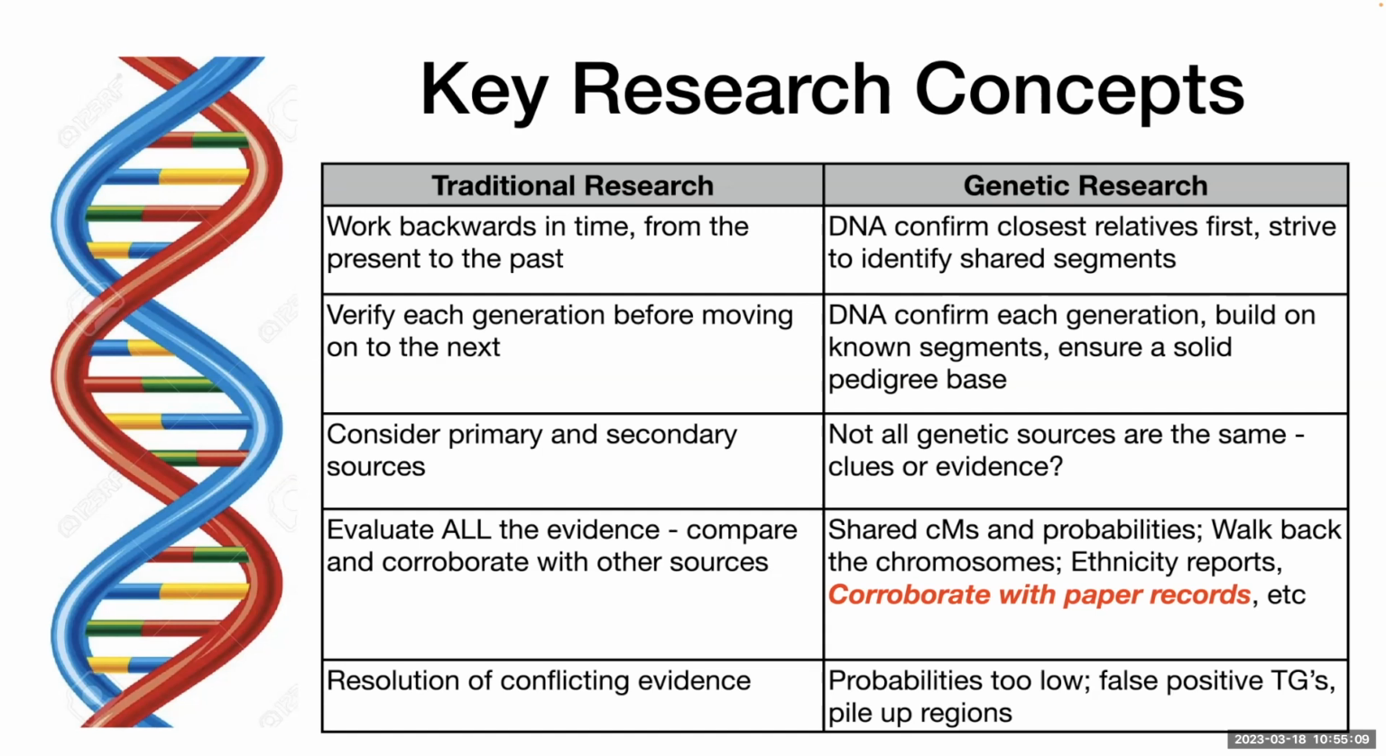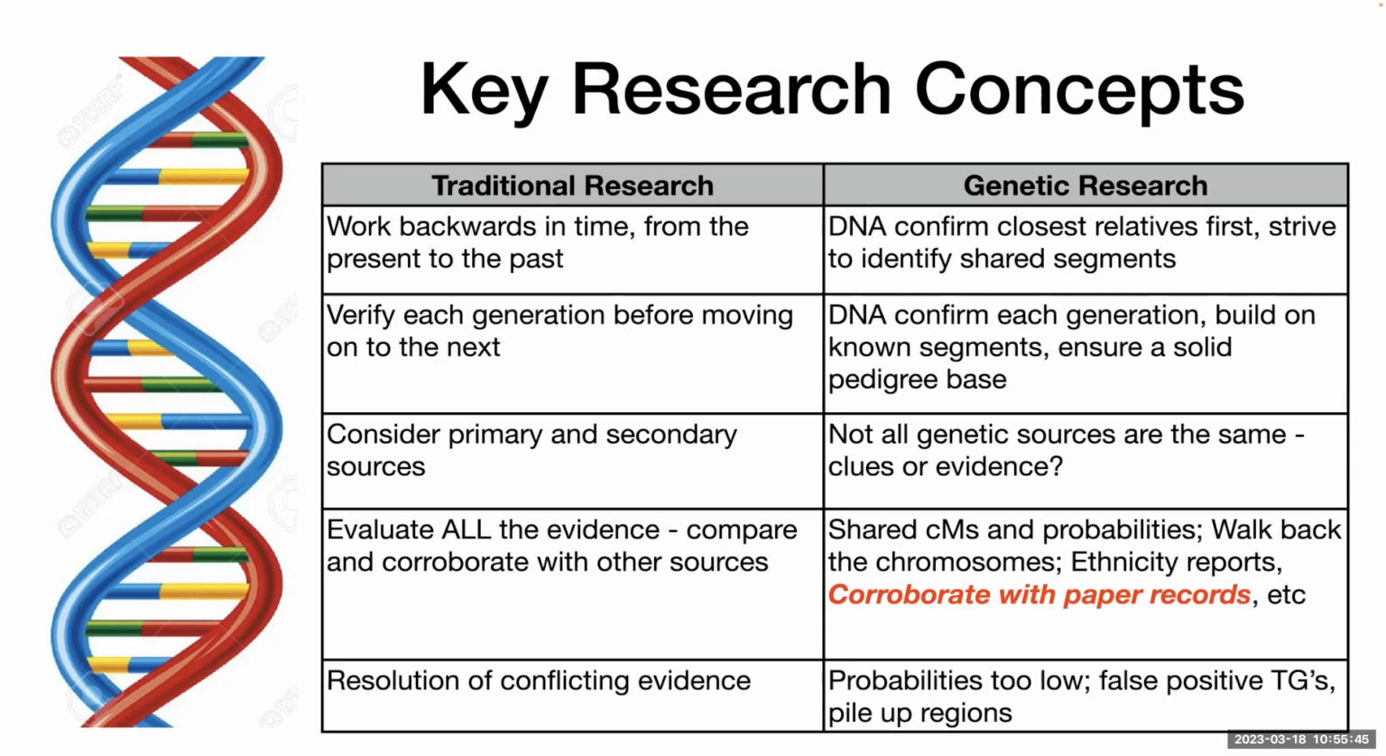But not all genetic sources are the same, so you've got to be continually looking at what you're looking at. Is it evidence, or is it just a clue for me and I need to do more work? And some of the additional work that you might do is looking at, as we already talked about, shared centimorgans and probabilities, walking back the chromosomes, ethnicity reports, and going backwards and forwards between the genetic evidence and the paper records all the time. So what's the genetic evidence telling you? Go back to the paper records, see if you can tie the two in.